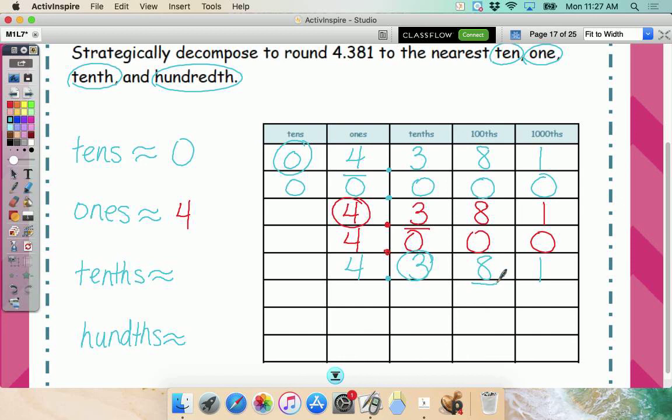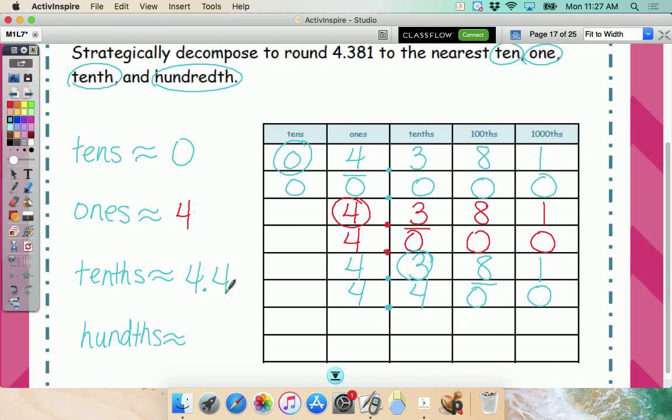Okay, so I look at the 8 to decide if I keep the 3 the same or if I add 1. Braden. Keep it the same. No, not keep it the same. Change it to a 4. Very good. Now, careful. Flex your muscles like a hero. Digits to the right change to 0. All the other digits stay the same.